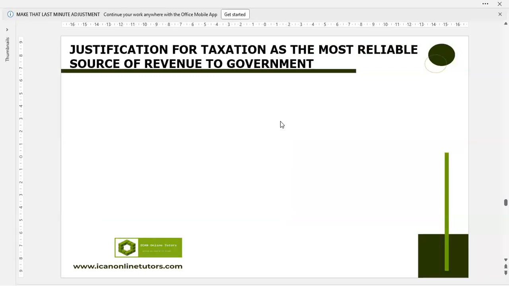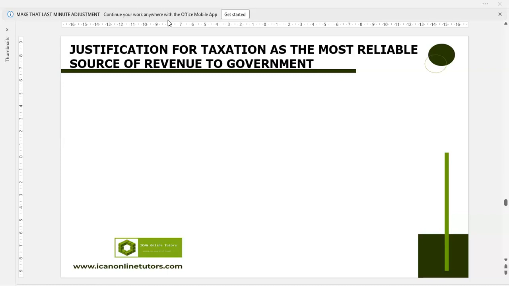So, my class quiz: justification for taxation as the most reliable source of revenue to governments. What would you say? Is the government justifiable in collecting tax from its citizens for the purpose of administering the government, for economic development, to maintain law and order and the likes? So let's start.